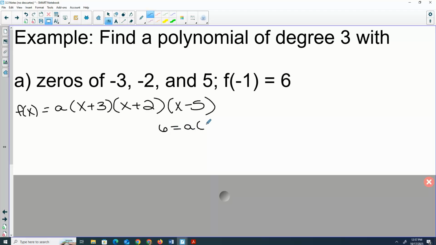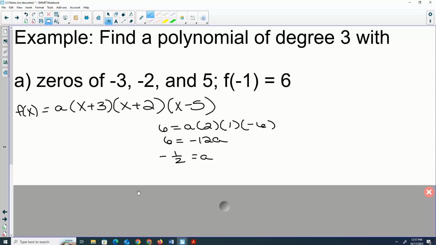So -1 plus 3 is 2. -1 plus 2 is 1. -1 minus 5 is -6. Divide by -12. To meet all the requirements, there would have to be a -1/2 in front of this.